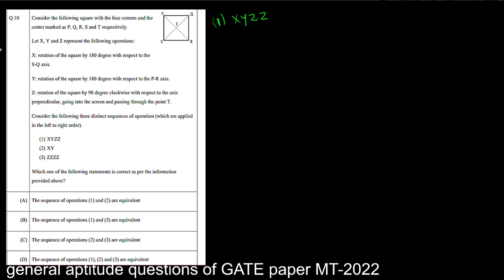So now first of all let's draw our basic figure which is given in the question. So now here our figure looks like this. So it is a square and it is named as P, Q, R and S. Here the center of this figure is denoted as T. So now let's apply this x operation. We are applying the operation x on this figure.